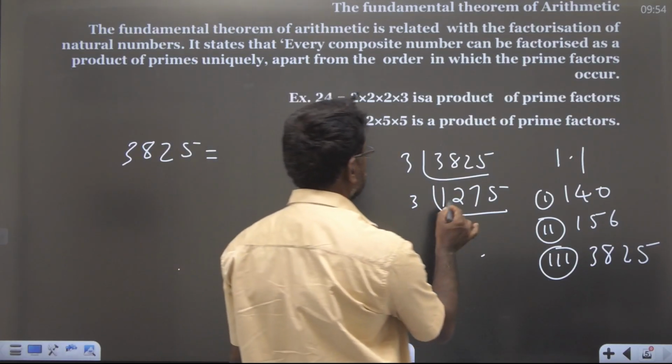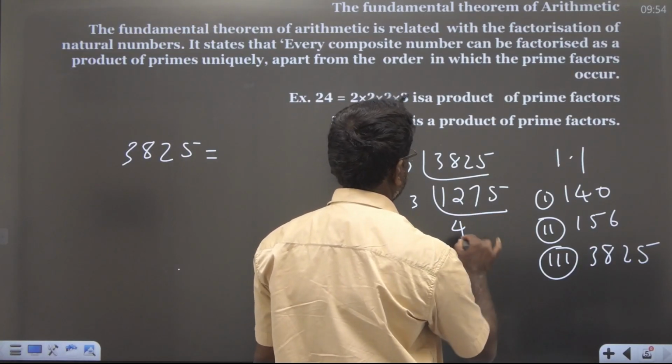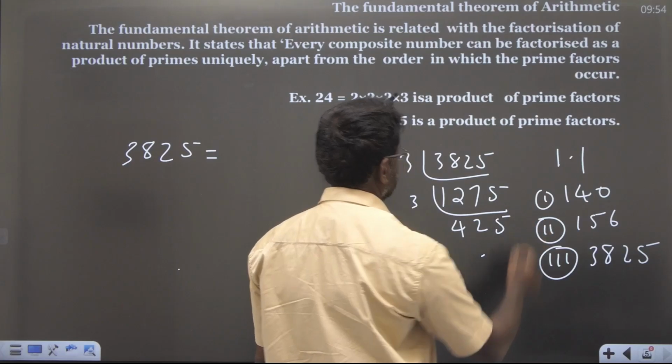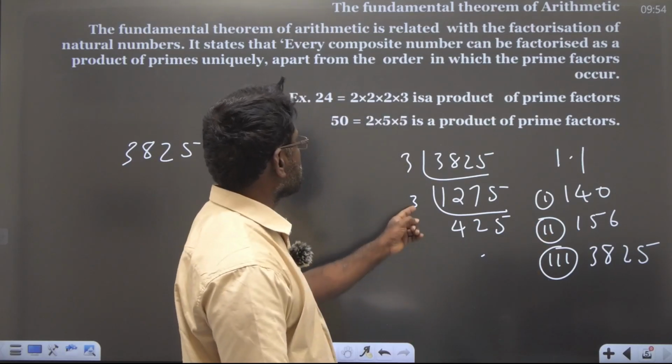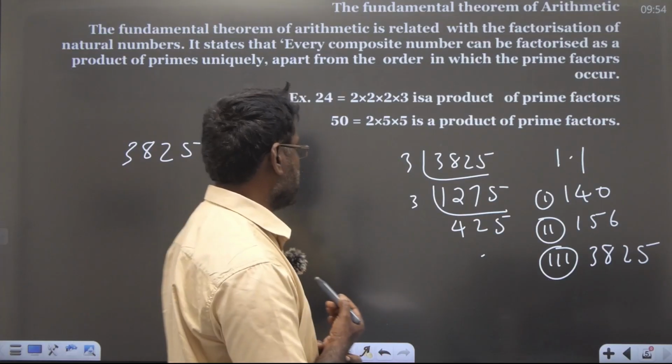That is in total 3, 4 times. In 7, 3, 2 times. 15, 5 times. Again it is divided by 3. Then 4 plus 2, 6, plus 5, 11. It is not possible with 3.